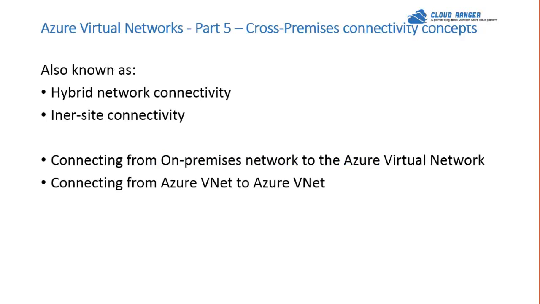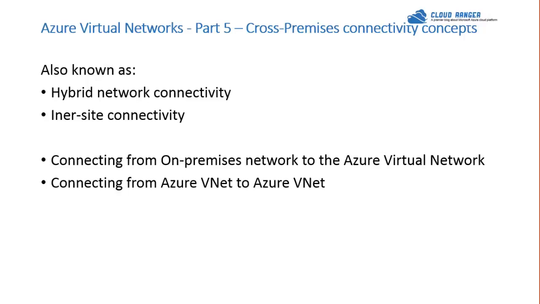Cross-premises connectivity is also known as hybrid network connectivity or inter-site connectivity, regardless of whatever term is thrown at this. It will basically mean that there are going to be different sites that are connected, and momentarily we'll talk about all the topologies that go with that. But in basic, it means connecting from an on-premises network to an Azure virtual network.